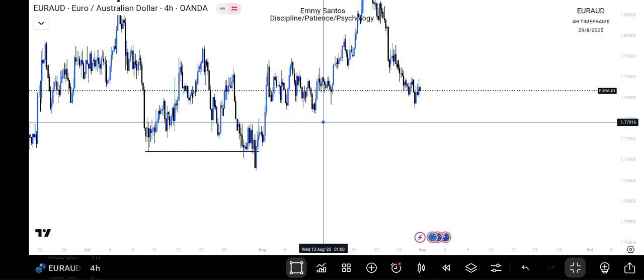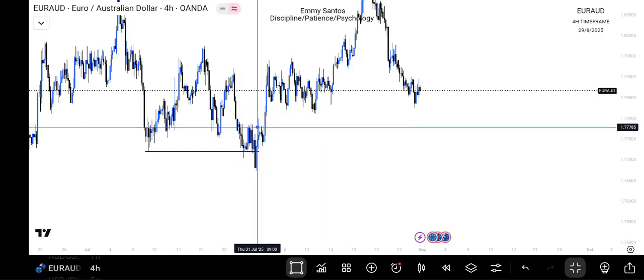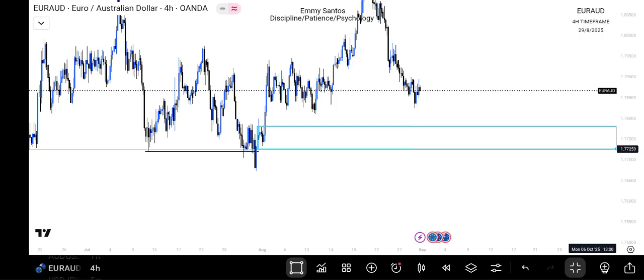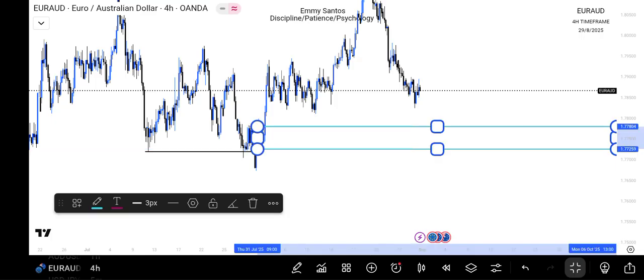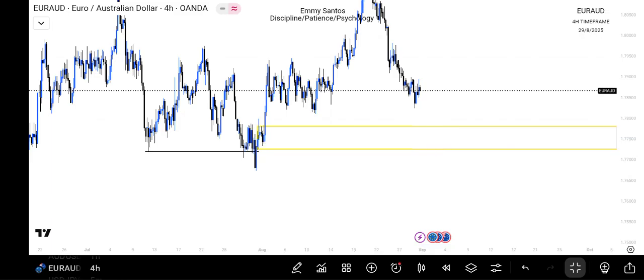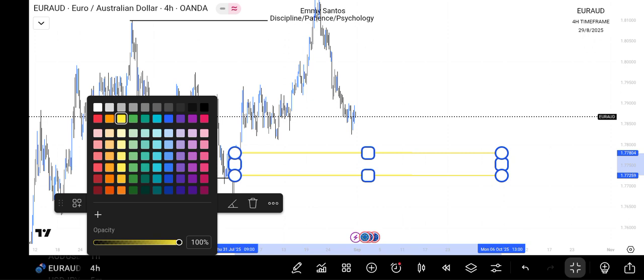And now, like I said already, this is the order block. It must leave that inefficiency I told you about. So I'll keep this here as my order block.